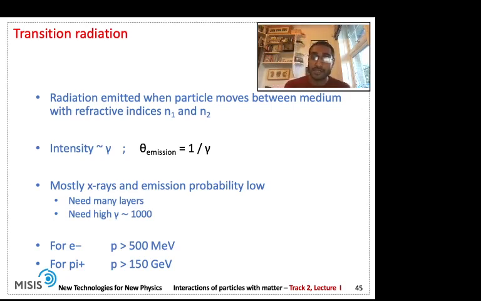The radiation that's emitted is mostly X-rays, and the emission probability is rather low. So if one's to use this transition radiation effect, one needs many, many layers and extremely high gamma factor. So gamma's typically of around 1,000. So for electrons, one can get this transition radiation for momenta above about 500 MeV, whereas for charged pions, one needs something like 150 GeV in order to get a sizable effect.